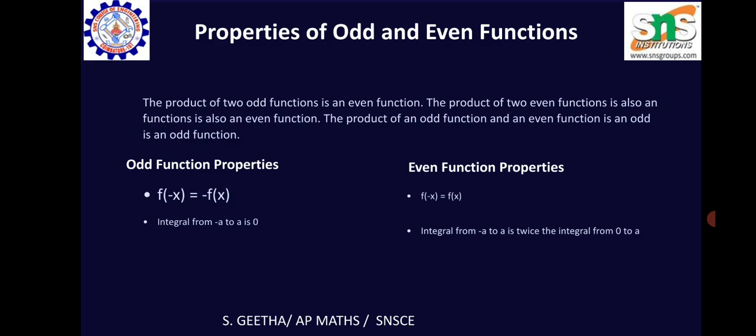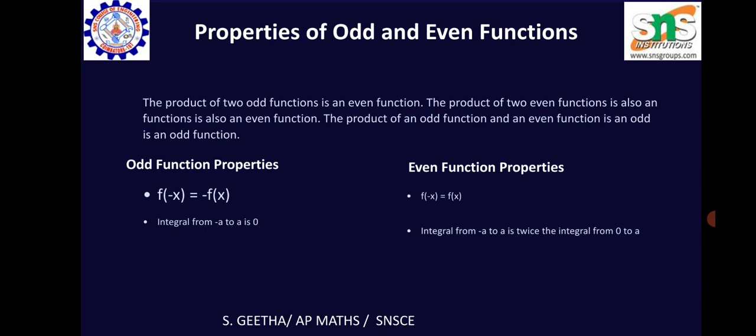Properties of odd and even functions. The product of two odd functions is an even function. The product of two even functions is also an even function. The product of an odd function and an even function is an odd function.